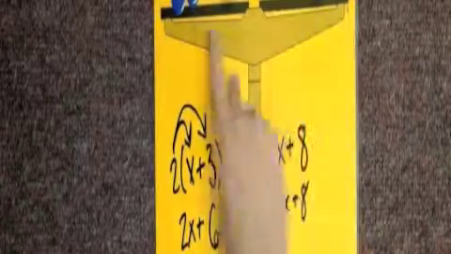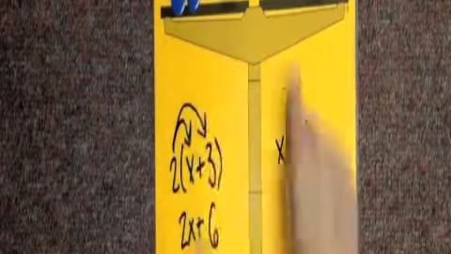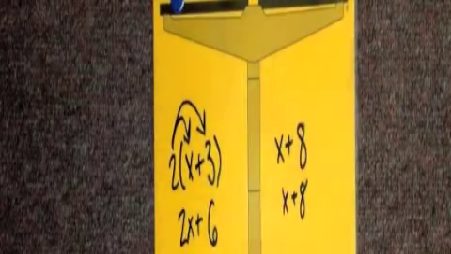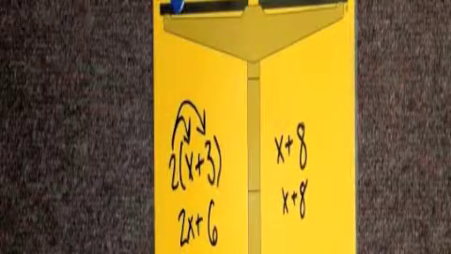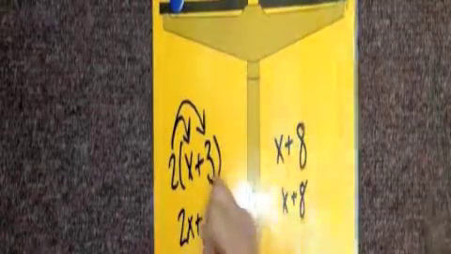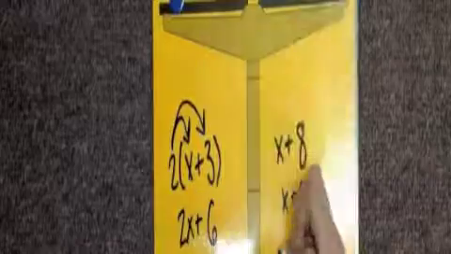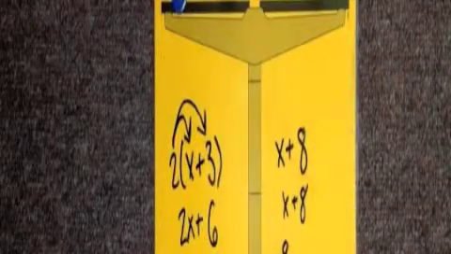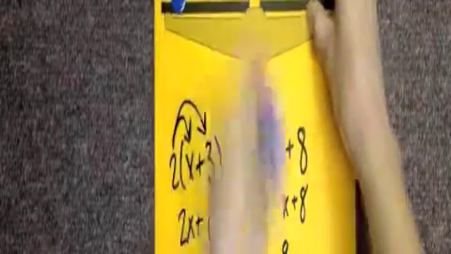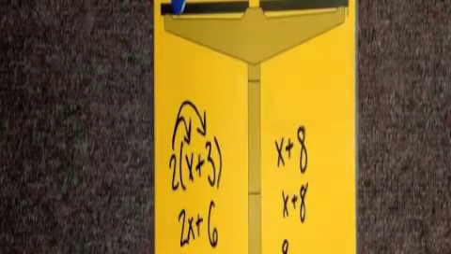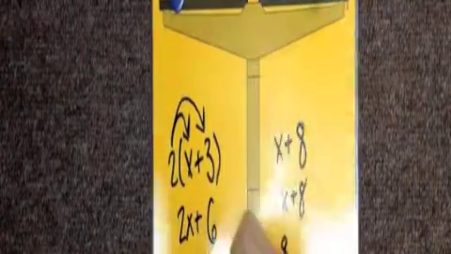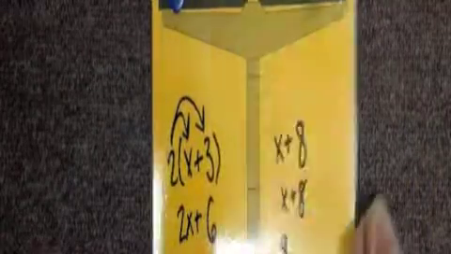I see that I have an x on this side. I also have an x on this side, so I'm going to take away, take away, take away. And I'm left with x plus 6 is equal to 8. And so now I know that 6 also goes into 8, so I'm going to take away, take away, take away. And I am left with x is equal to 2.